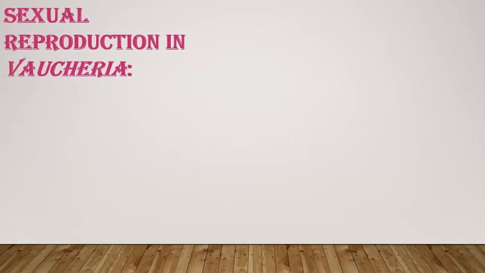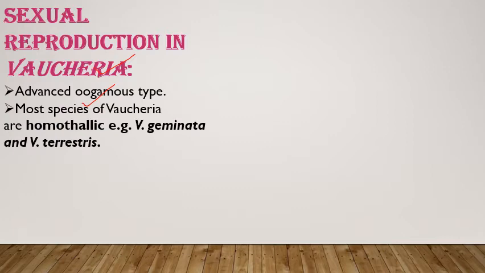Next is sexual reproduction in case of Vaucheria. So sexual reproduction is a biparental process which involves two parents, and it also brings genetic variations. So Vaucheria shows the most advanced type of sexual reproduction, that is oogamous type of reproduction. Then most of the species of Vaucheria are homothallic. It means that male and female reproductive structures are present on the same thallus. Species are Germinata and Terrestris.